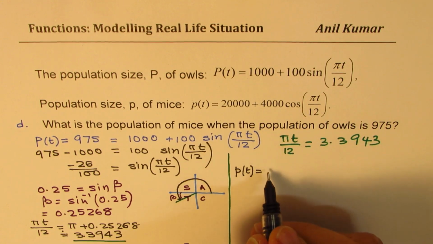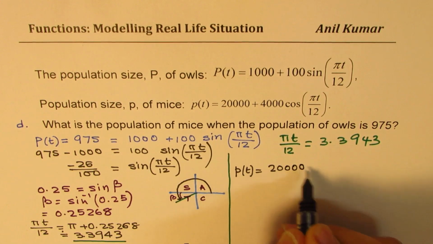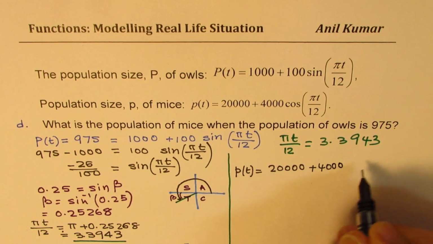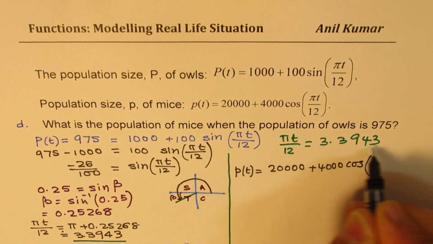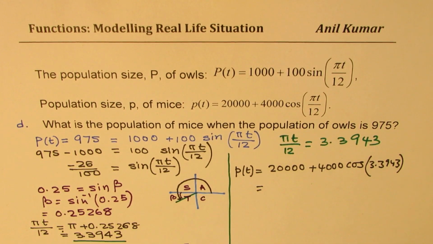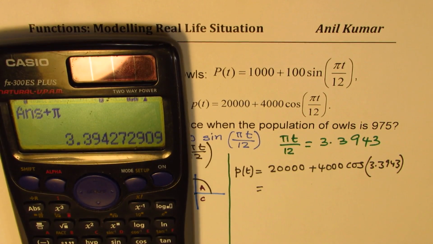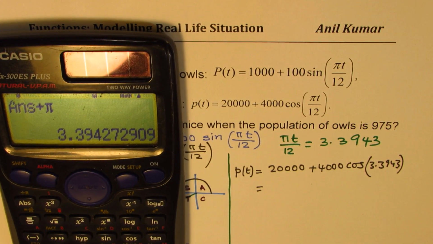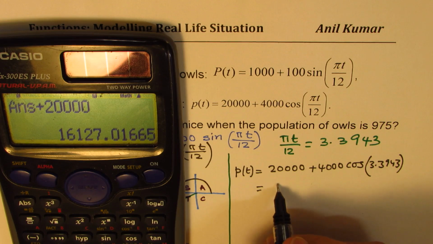So we'll replace the whole thing. p of t equals 20,000 plus 4,000 times cos of all this, which is 3.3943. Correct? So let's calculate. We already have the number there. So we'll say cos of the answer, then we'll multiply this by 4,000, right? And then we are going to add 20,000 to this to get our answer. So I hope you find these calculations simple enough.